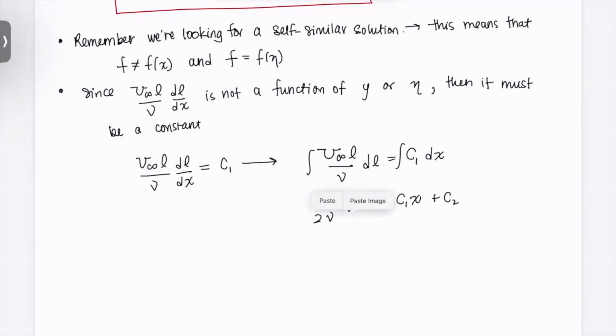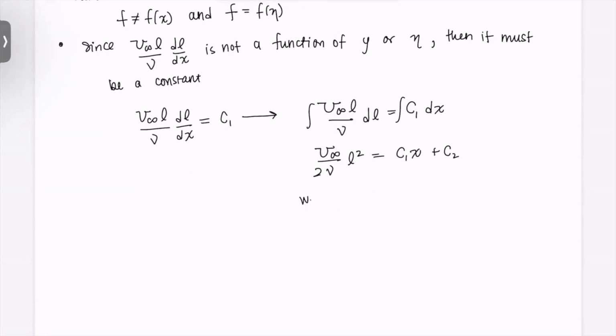And we know that L has to be equal to 0 when x is equal to 0, which means that C2 is 0.